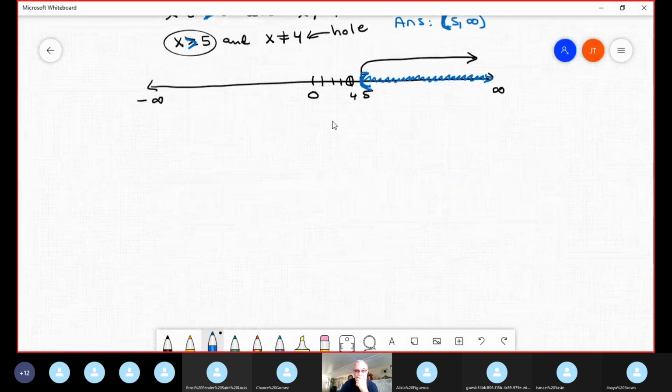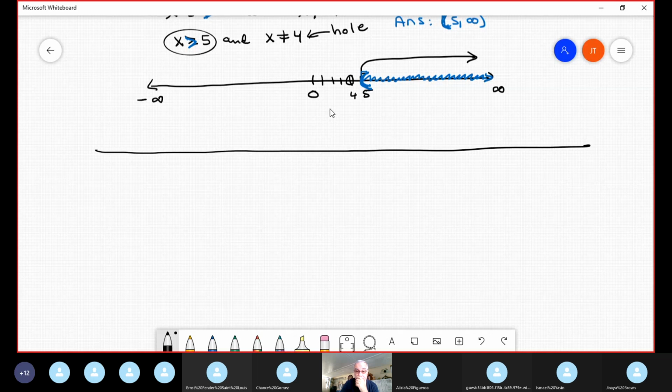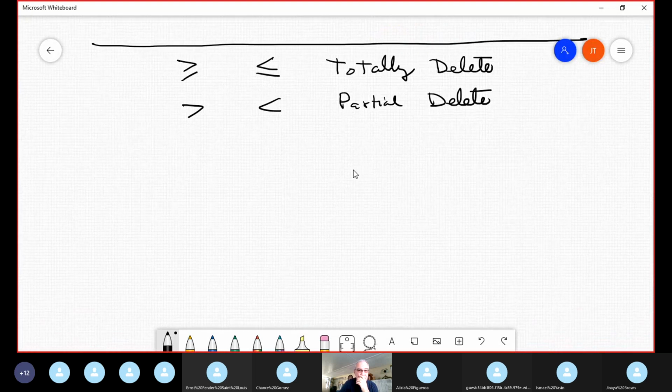Let me try to explain it more clearly, partial delete and totally delete. How do you know? It's easy. When there's greater than or equal, or less than or equal, so it includes equal, totally delete. When it's greater than or less than, partial. You consider the hole. Maybe the hole lies inside the interval and you consider it, and maybe the hole is totally outside the interval, and you totally delete or discard it. Let me see another example.